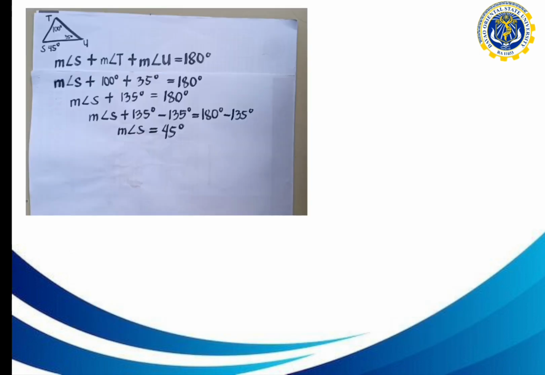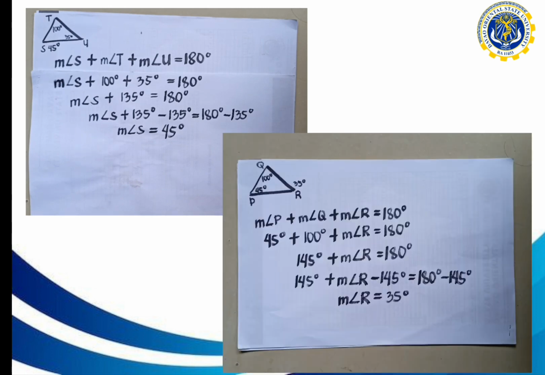So now, did you know how to find the measure of the third angle in each triangle? Therefore, the three angles of triangle PQR are 45 degrees, 100 degrees, and 35 degrees. The three angles of triangle STU are 45 degrees, 100 degrees, and 35 degrees. Because two angles in one triangle are congruent to two angles in the other triangle, the two triangles are similar.